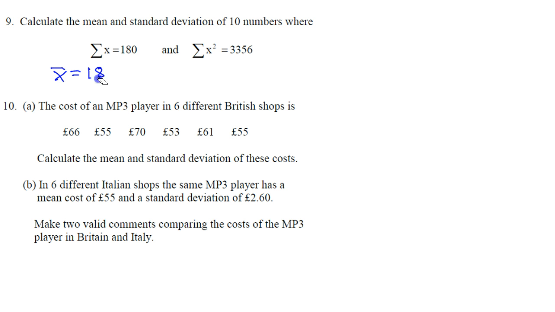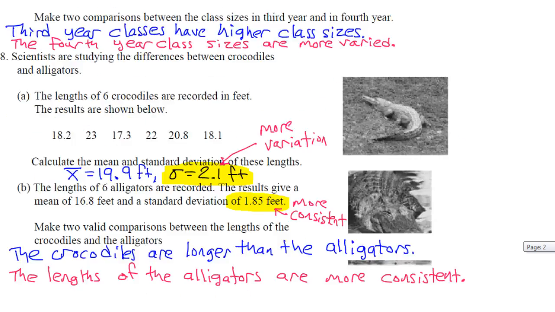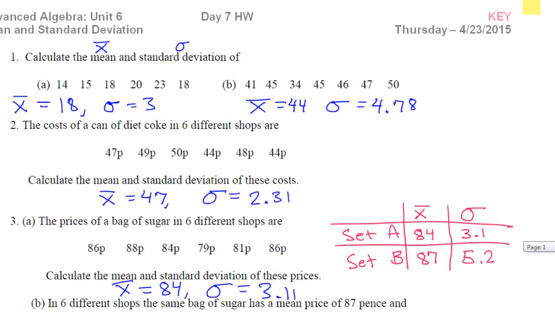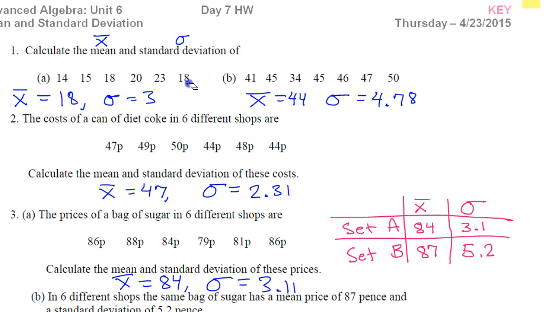So we calculated the mean. Now we just need to somehow figure out what the standard deviation is. For this to make sense, we have to go back and understand how to calculate standard deviation by hand. We've been doing it only on the calculator so far. So let's go back real quick and look at the very first problem, problem number 1, and figure out how we could find this standard deviation of 3 by hand.